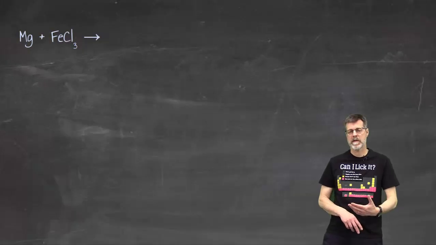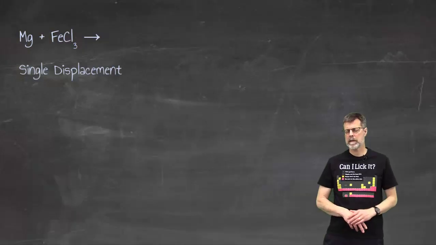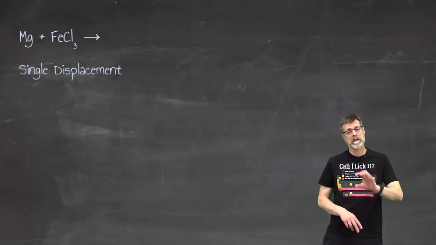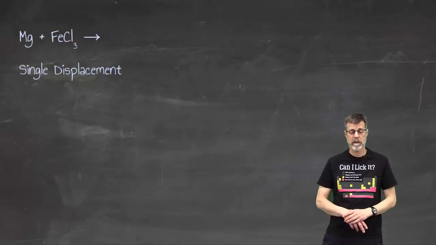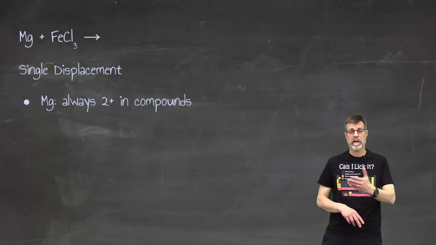If I carry on to this one, I've got a metal with a metal-nonmetal compound. Single displacement is my likely pattern. Now in this case, the metals are going to trade places so that magnesium goes with chlorine and iron lives on its own. Okay, so when magnesium and chlorine are going to form a compound together, that's a metal-nonmetal compound.